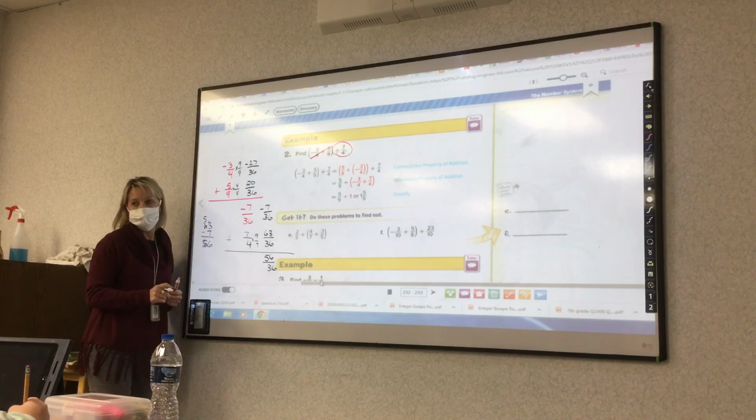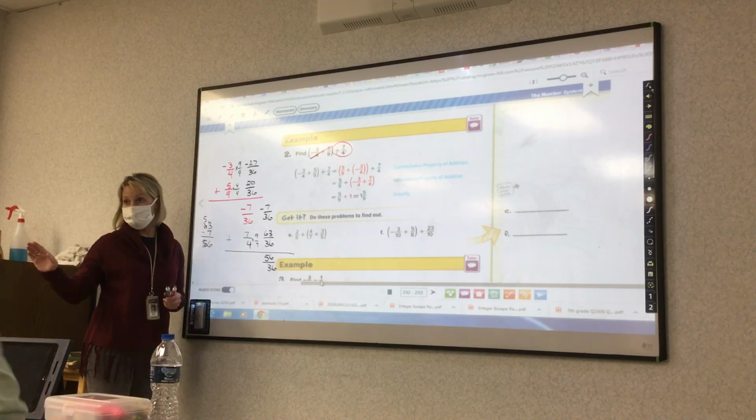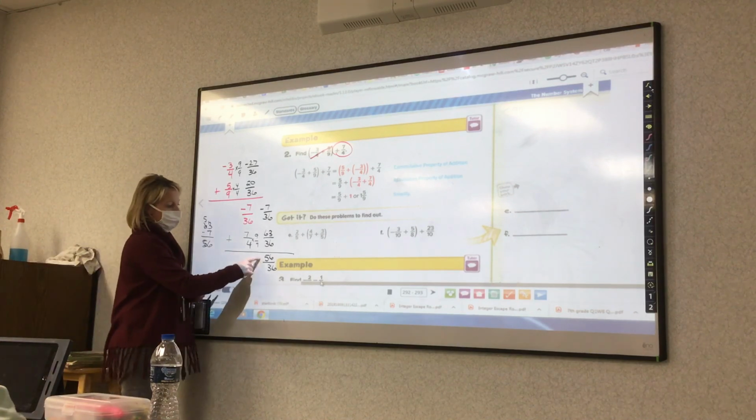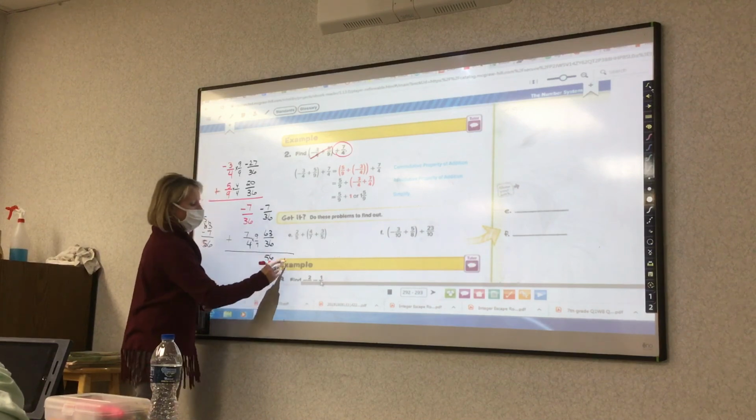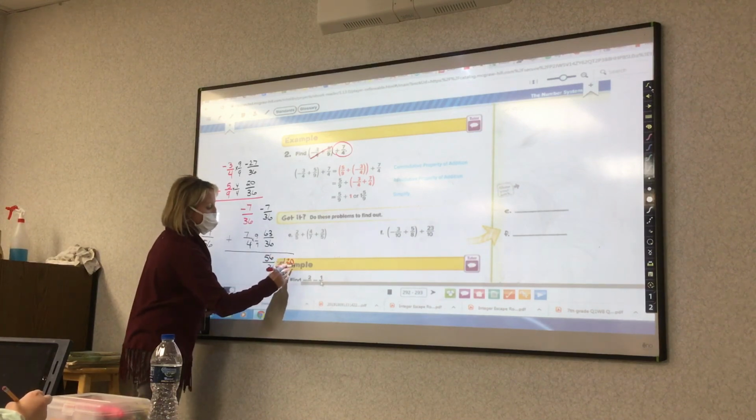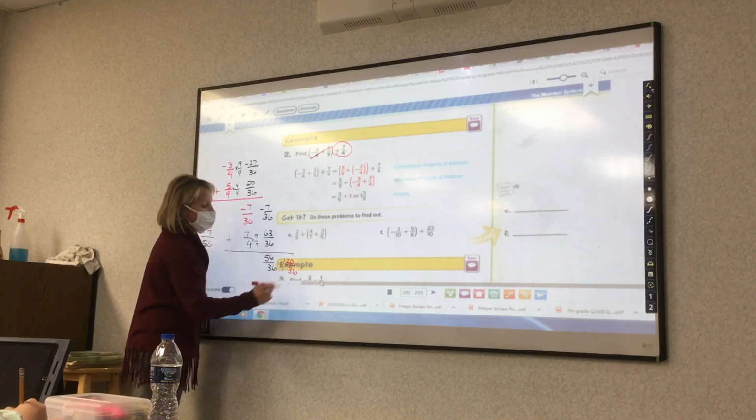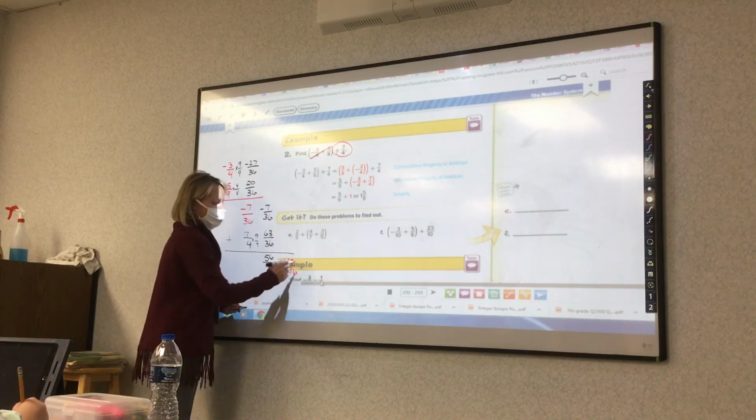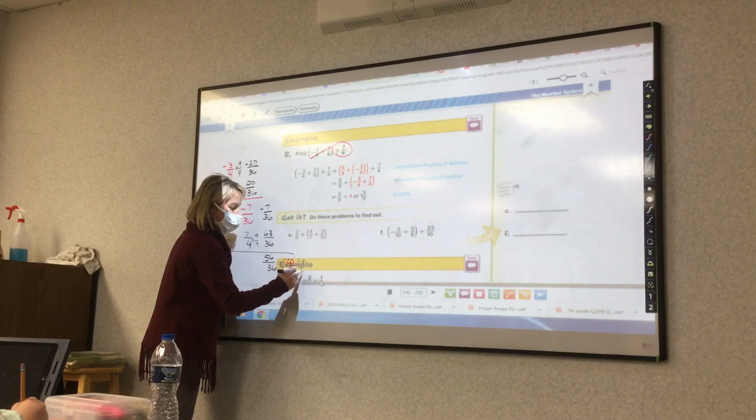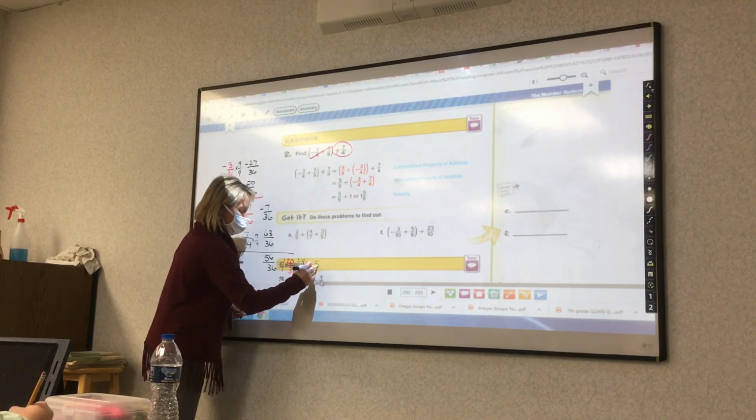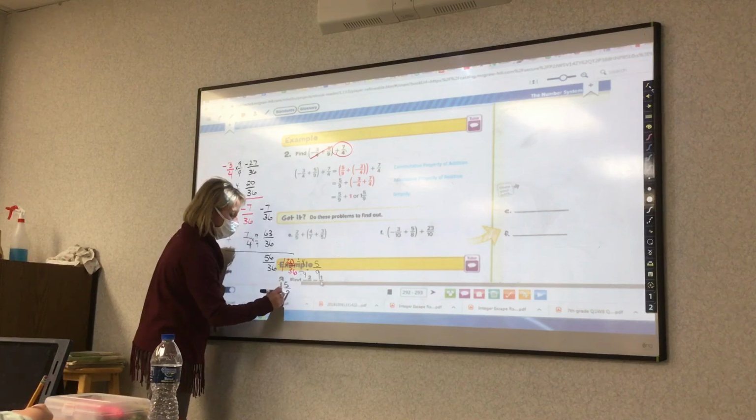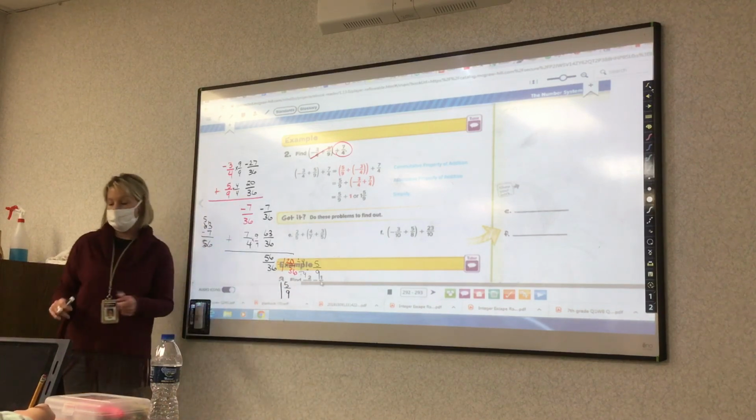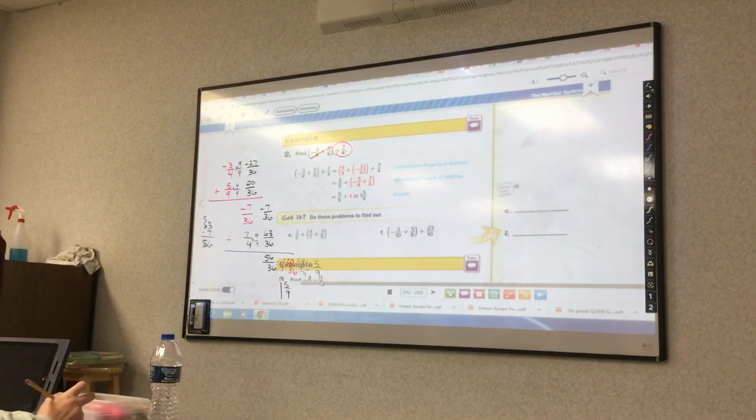So I have 56/36. And you don't want to leave it like that. 36 goes into 56 once, and 20 is left over. Then I'm going to reduce by 4, so it'd be 5/9. So my final answer is 1 and 5/9. Make sure you have all of that work in your book.